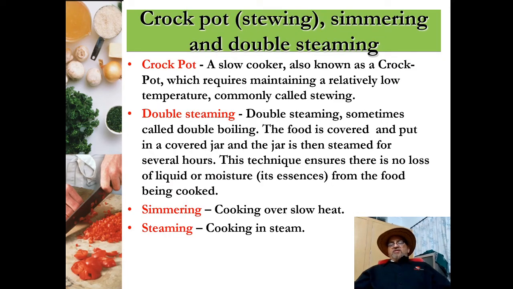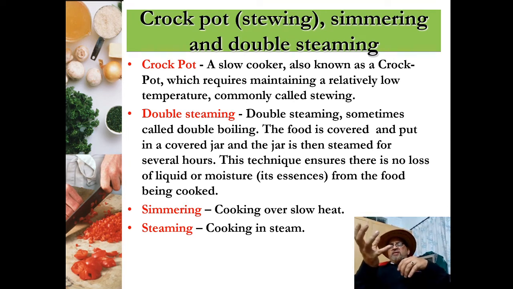Then other methods of moist cooking: crock pot, stewing. Crock pot is an ancient, very old Dutch oven kind of a thing which is used for stewing. It has got a thick bottom and a tight fitting lid and a handle. So, crock pot.